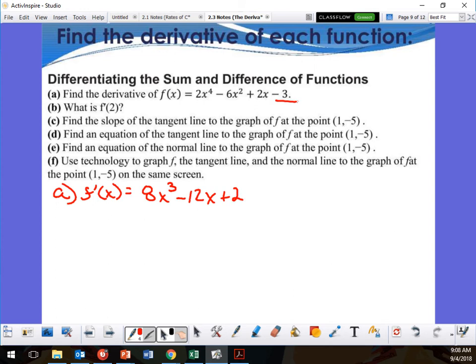So what is f prime of 2? For part B, f prime of 2. So we plug in 2 for my derivative. So it's 64 minus 24 minus 2, what is it? 42, I think, right? 42, yes, 42.